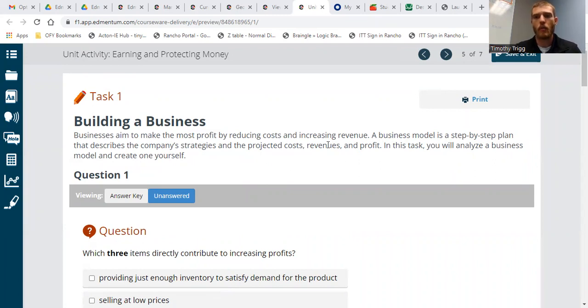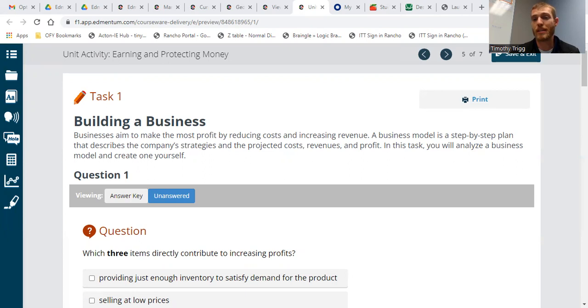One of the key things I want you to know is that there's an important equation you need to know regarding profit, revenue, and costs. Profit equals revenue minus costs. That's going to be an important factor, so you should probably write this down: profit equals revenue minus costs.